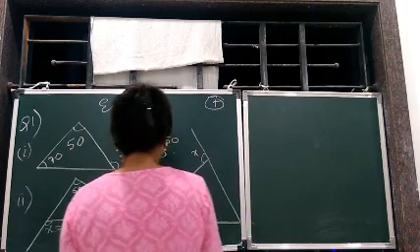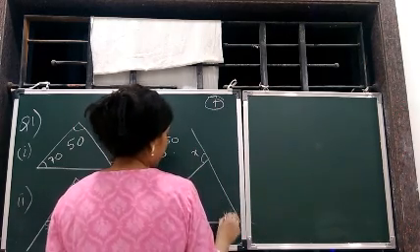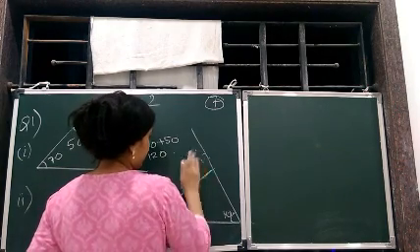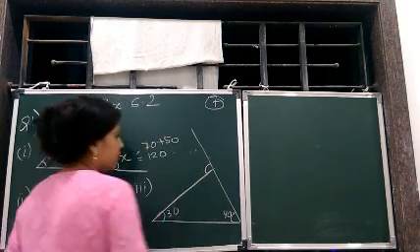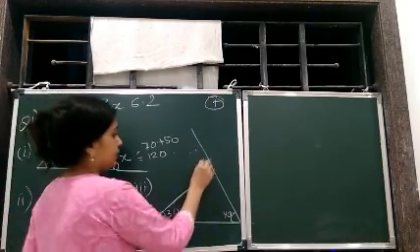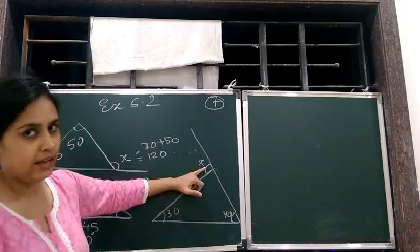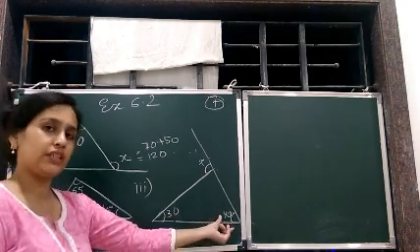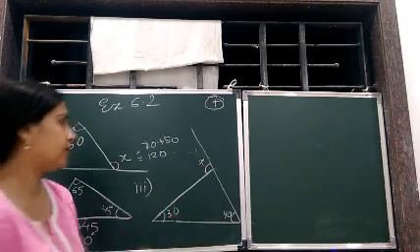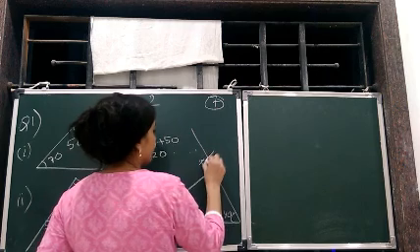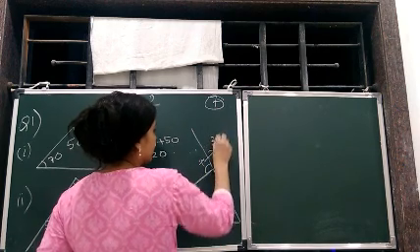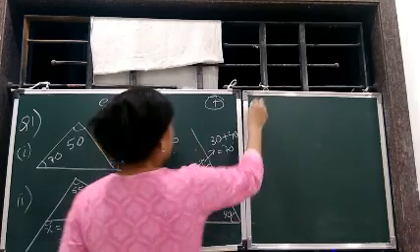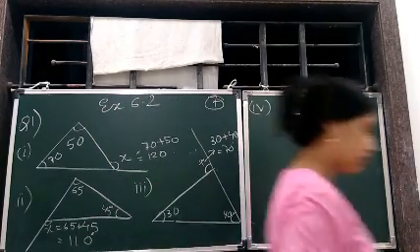This is x, this is 30, this is 40. You can see once again, this is the exterior angle, ये बाहर का angle है, and this angle is always equal to the sum of two interior opposite angles. That means this is equal to 30 plus 40, which is equal to 70 degrees. This completes the third one.